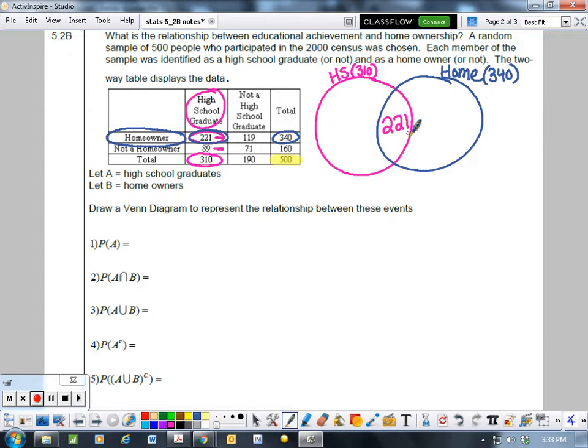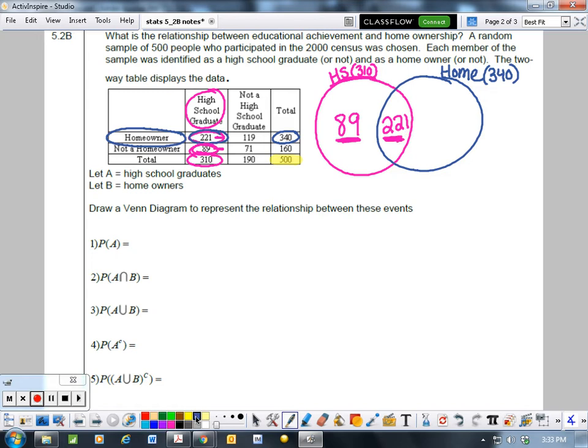But my leftover part that are not in the homeowners would be over here. And that's how I get the idea that my high school graduates of 310 are really these two numbers added together. And it shows how it's broken up. These are high school graduates that do not own homes. These are high school graduates that do own homes.